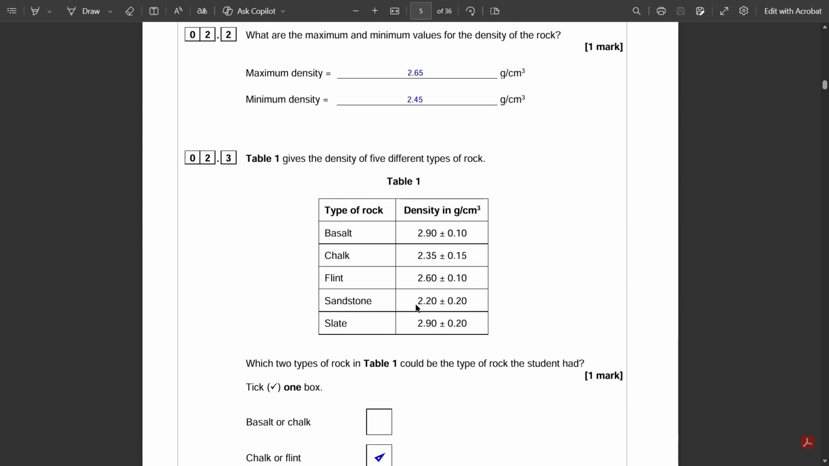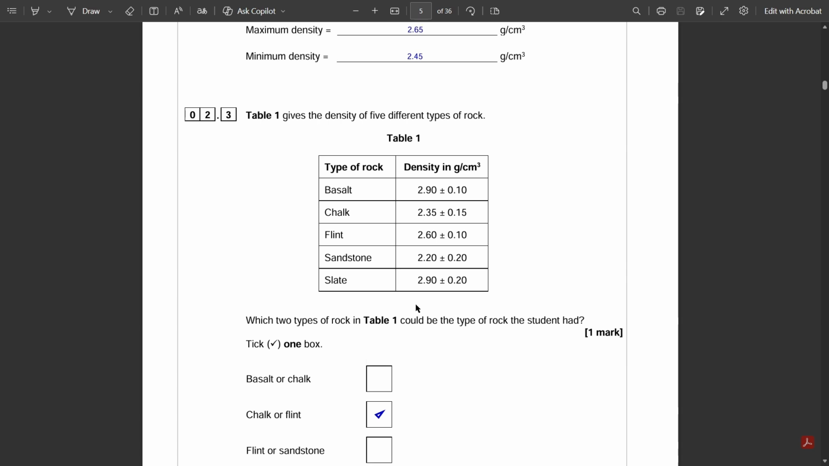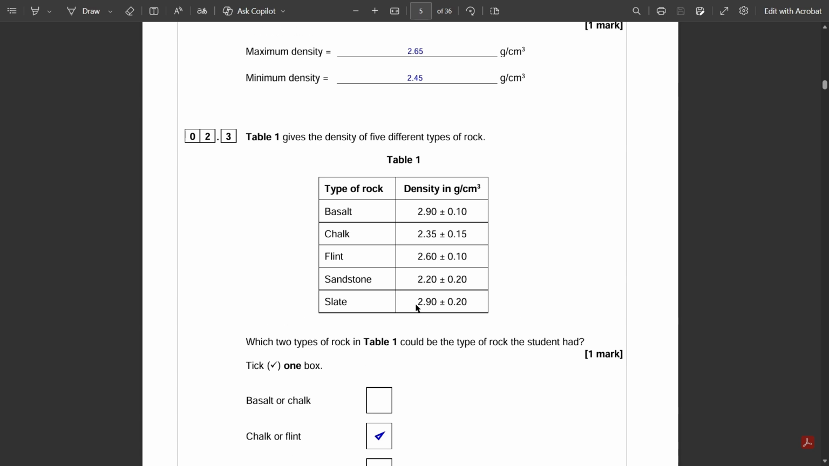And then we're given the density of 5 different rocks, and we're asked which 2 types of rock in table 1 could be the type of rock the student had. So we need to simply find whatever fits within that range. Well, the maximum chalk could be is 2.35 plus 0.15, so the maximum chalk could be is 2.5, which is greater than the minimum density.